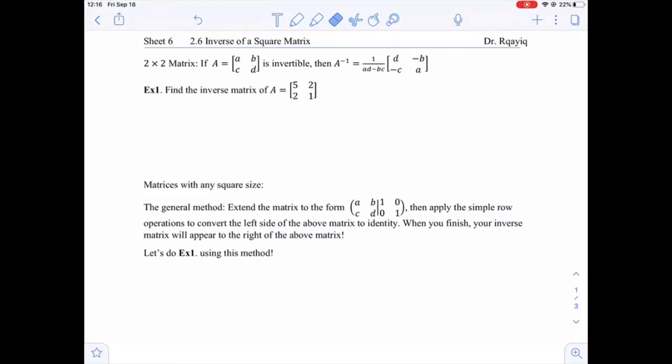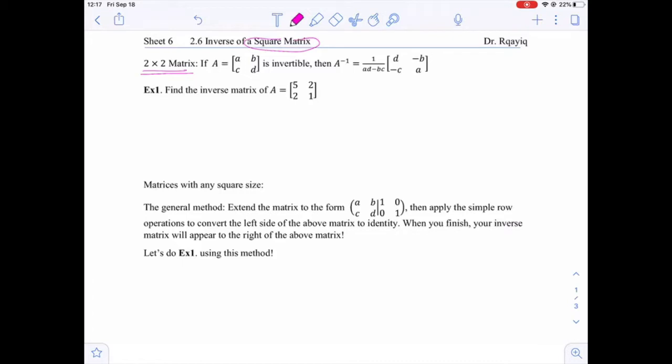Section 2.6 is about the inverse of a square matrix. A matrix is a square matrix if the number of rows is equal to the number of columns. For example, a 2 by 2 matrix is a square matrix because it has 2 columns and 2 rows, and they are equal. I mean, the number of rows is equal to the number of columns.